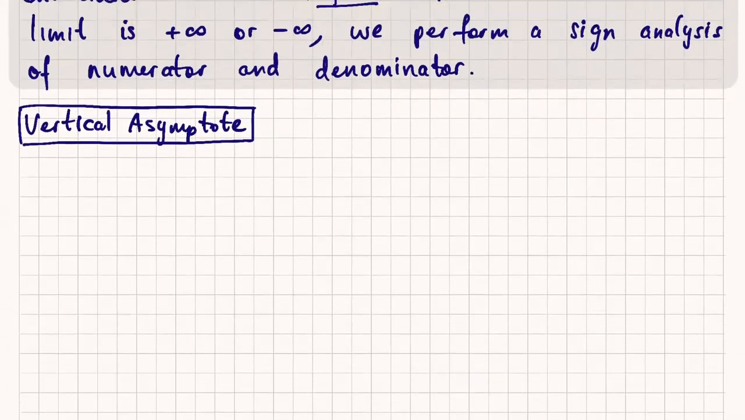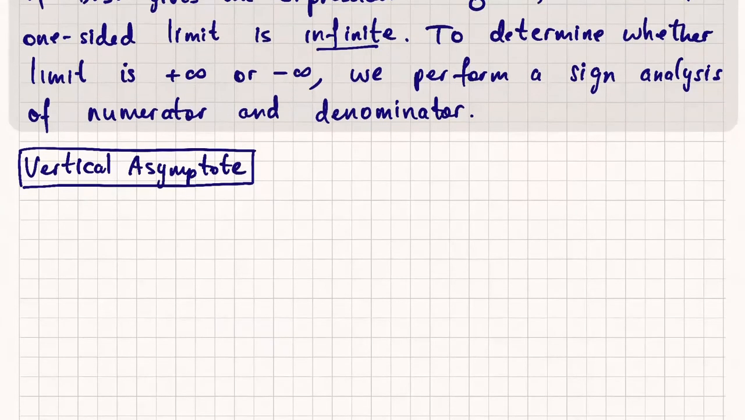So what is the true definition of vertical asymptote? It has to do with limits. Asymptotes are always defined in terms of limits. So this is what we say for vertical asymptote.